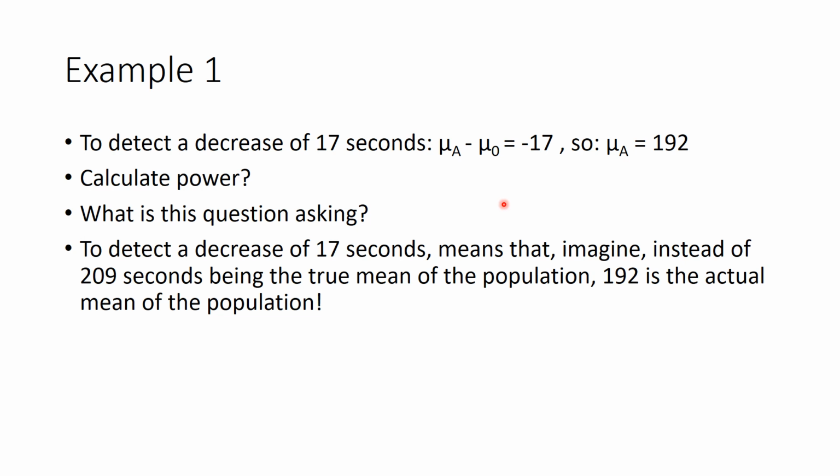So to detect a decrease of 17 seconds, it means that imagine instead of 209 seconds being the true mean of the population, it is actually 192. 192 seconds is the actual mean of the population. That's our alternative hypothesis here.